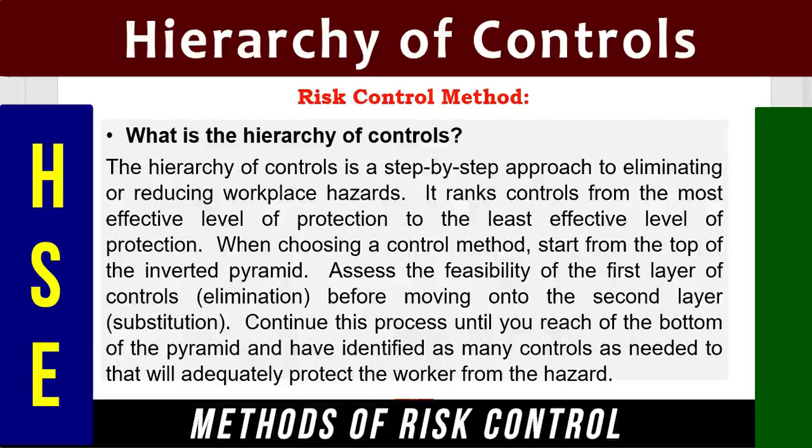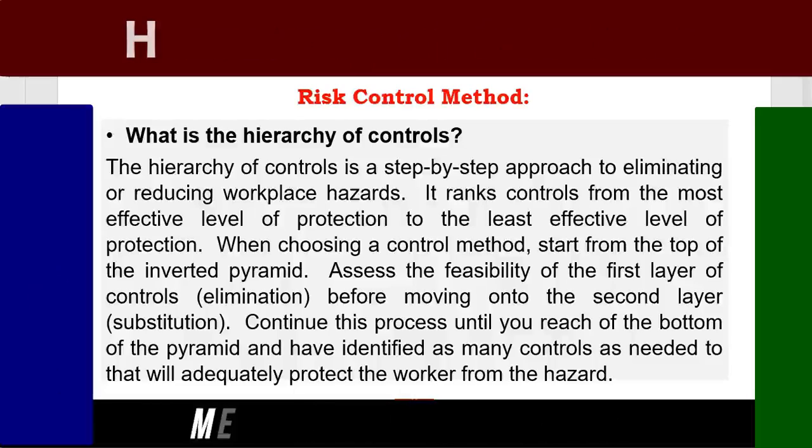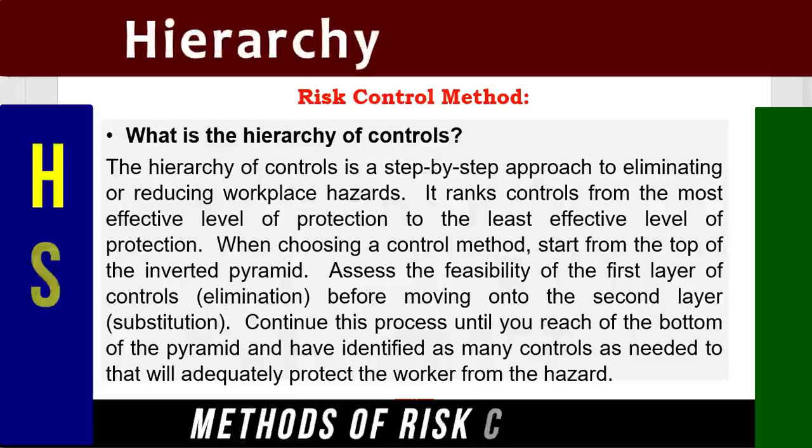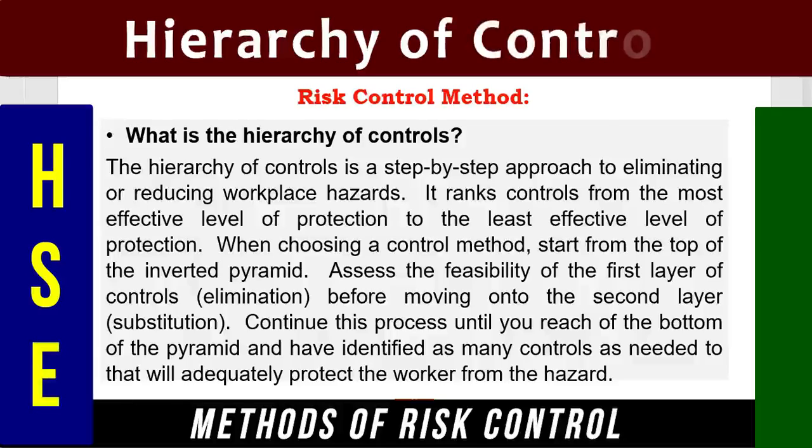Assess the feasibility of the first layer of the controls, elimination, before moving on to the second layer, substitution. Continue this process until you reach the bottom of the pyramid and have identified as many controls as needed to adequately protect the worker from the hazard. This is a short, quick introduction of hierarchy of controls.